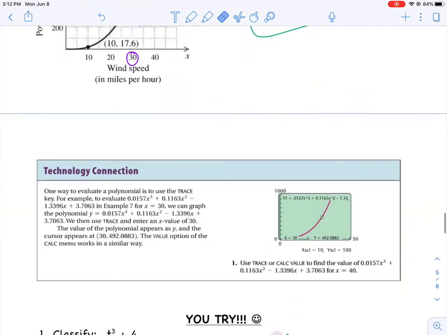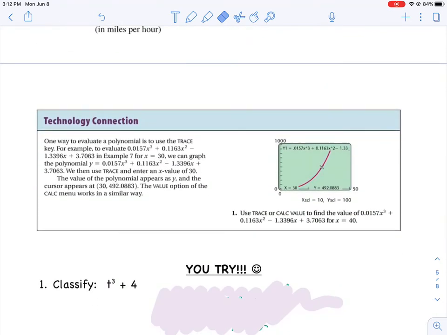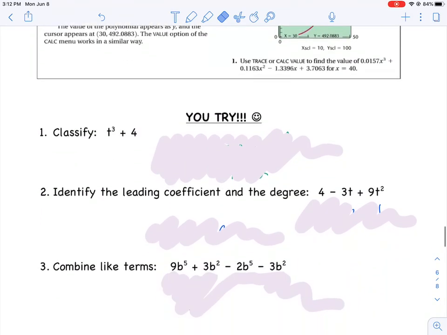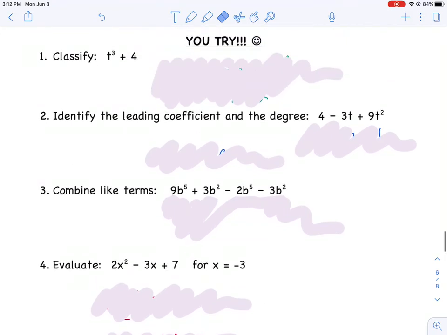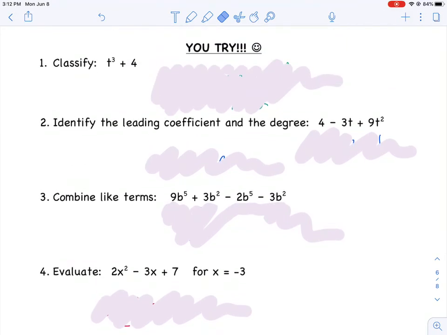All right, now that we are done with all of those different examples for polynomials, I would like you to try a few problems for me. So I'd like you to pause the video. I'd like you to try these 4 for me to practice the concepts that we just talked about in this section before moving on to your homework and before going on to the next section.